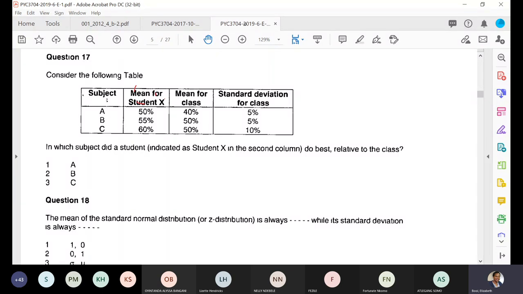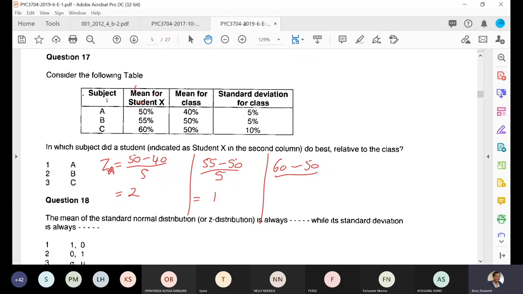Very difficult by just looking at this, so you need to calculate Z scores for each one of them. Z score for A, which will be minus 40. You can use the percentages if you want, divide by 5, and that will give you your Z, which is 2. And you need to do the other one, which is 55 minus 50 divided by 5, which will give you 1. And 60 minus 50 divided by 2.